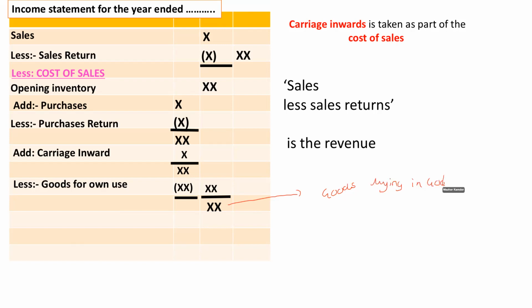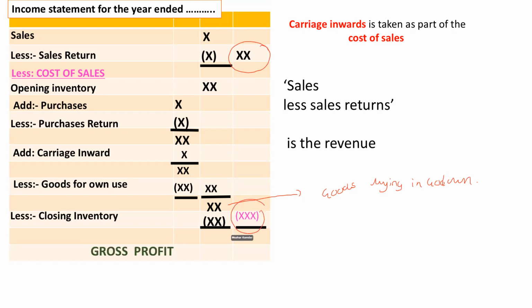Whatever you sell will give you gross profit, but whatever you don't sell, that means a closing inventory lying unsold, you remove from it, and you get your cost of sales. From the revenue, when you subtract your cost of sales, you arrive at a figure which is called your gross profit. Am I very clear?